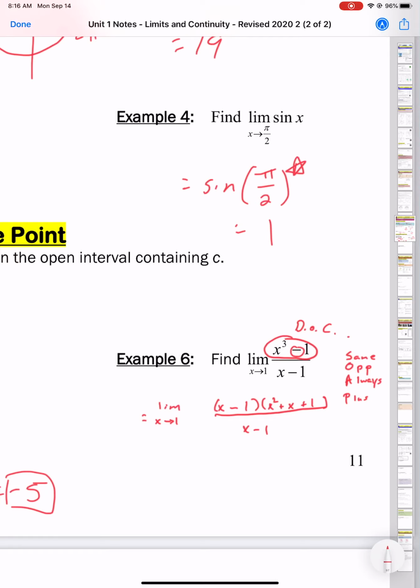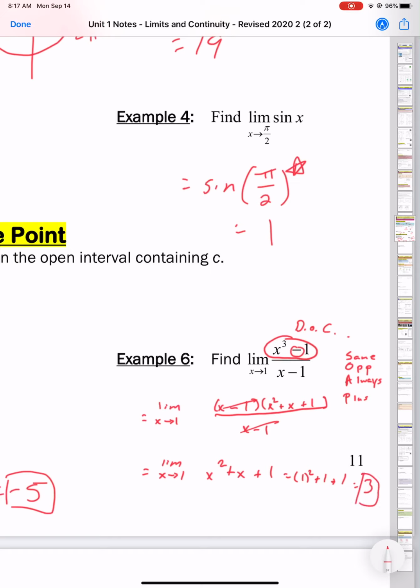Now that I've factored it, we can see a factor will cancel. X minus 1 over x minus 1 will divide out. So this is equal to the limit as x approaches 1 of x squared plus x plus 1. And now we can do a direct substitution. We can plug in 1, so 1 squared plus 1 plus 1. This limit would equal 3.